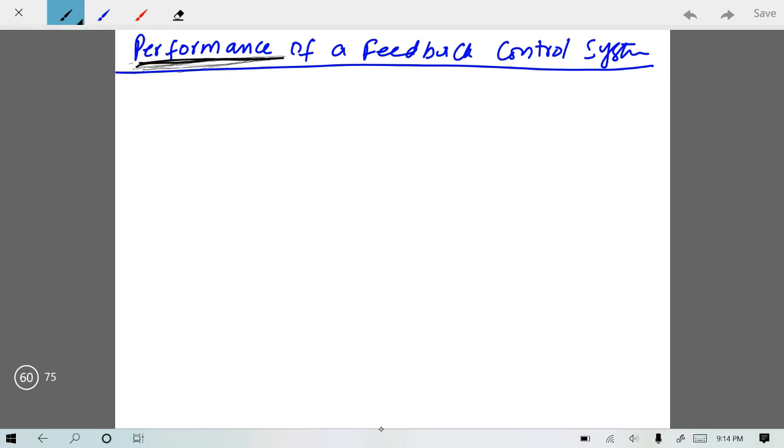So this specific word performance is a very relative term. For example, if there is a student among you who is a very good player of cricket and who is not good in studies, and the chairman asks a teacher how the performance of the student is, obviously the teacher would say that he is not a good performer.